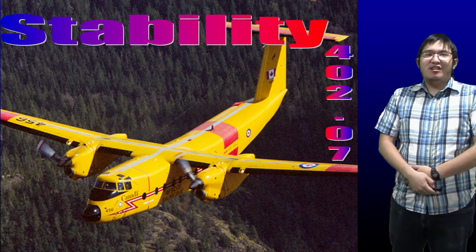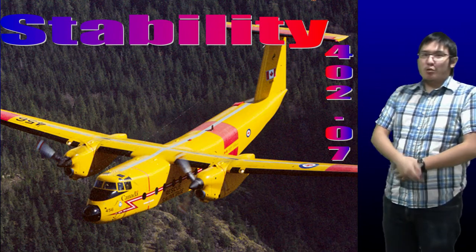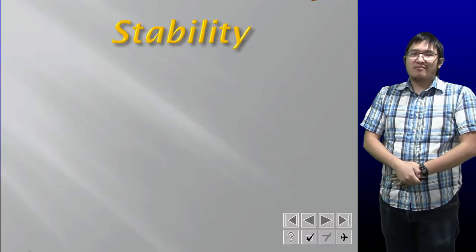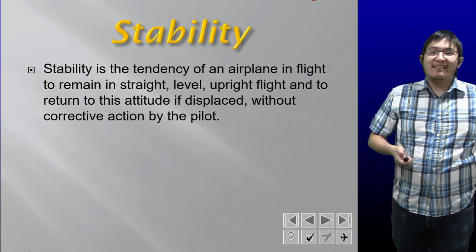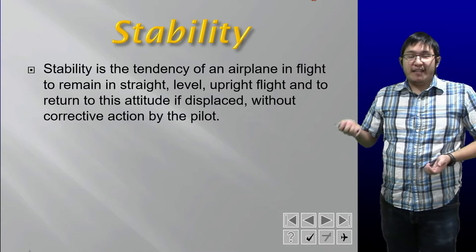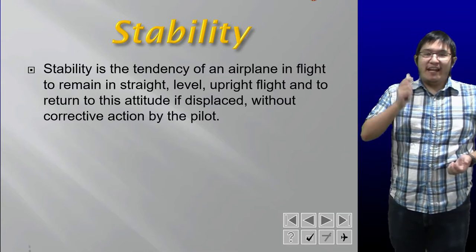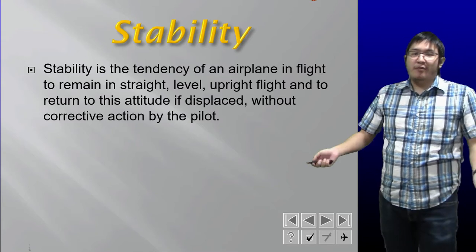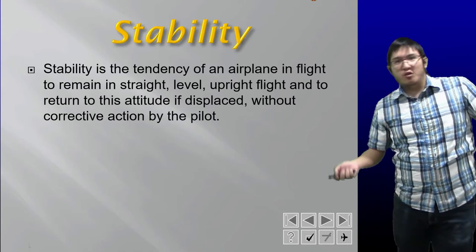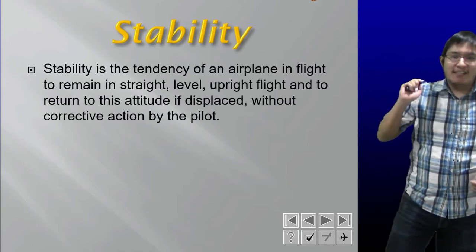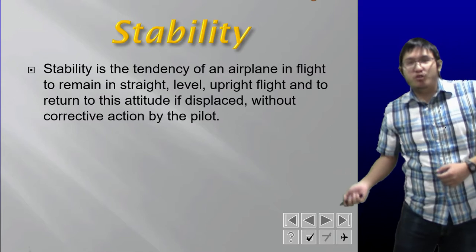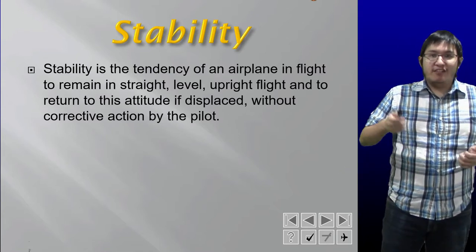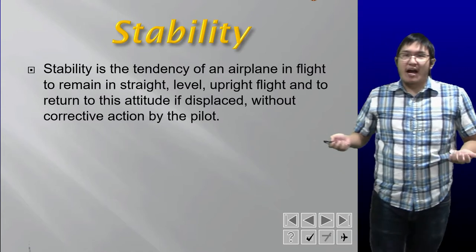I'm Officer Cadet Martinez Chung, and in this lesson we're going to learn about stability. Stability is the tendency for an airplane that's in flight to maintain straight, level, upright flight. And if it's moved or displaced, it will be able to return to its original position without any corrective action by the pilot.